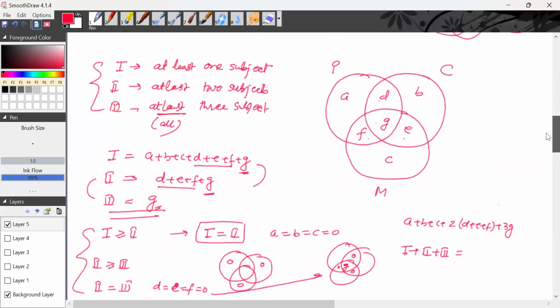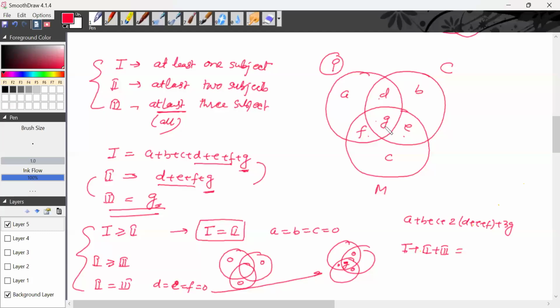Correct? Now tell me, if I take P, which is nothing but sum of these 4. If I take C, which is nothing but sum of these 4. If I take M, it is nothing but sum of these 4. So what is P plus C plus M? Compare if this is equal to this or not. P means everything which comes inside the circle of P. C means everything comes inside the circle of C. Similarly for M also. So can I say this equation is nothing but the number of people who like physics plus the number of people who like chemistry plus the number of people who like mathematics.